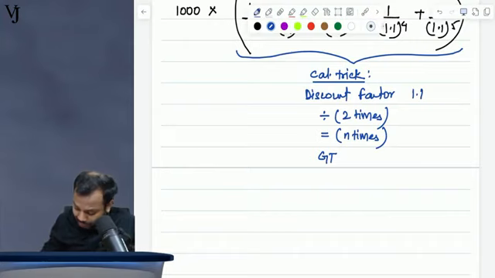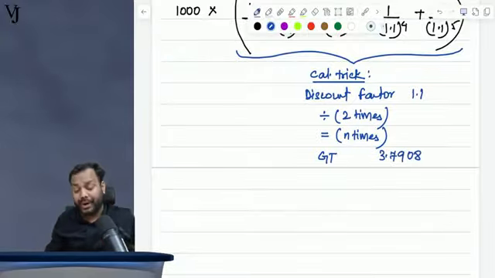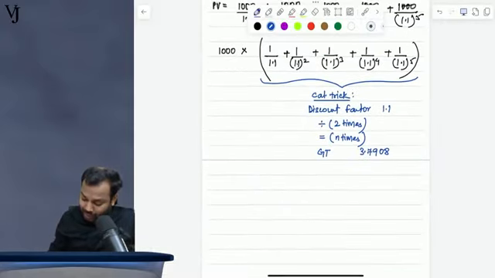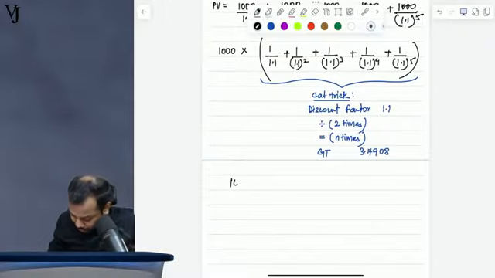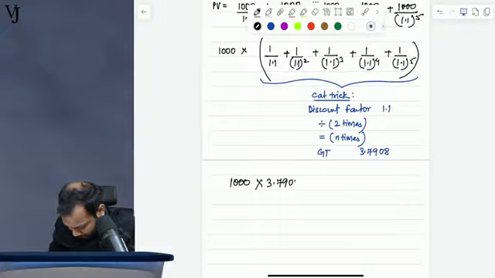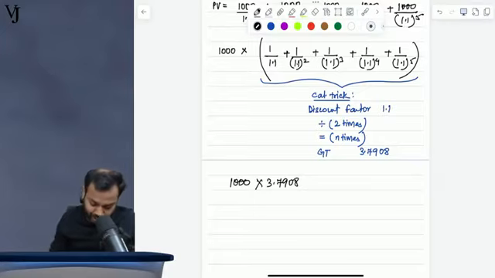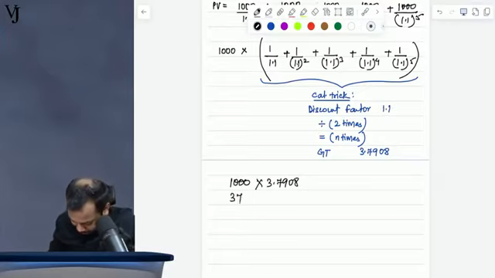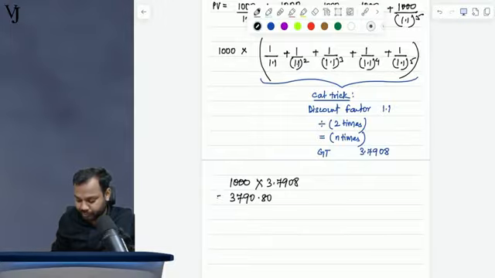The figure that arrives is 3.7908. Go till 4 decimals. Okay. So now what is the amount? So it is 1000 multiplied by 3.7908. That comes to 3790.80, which is the present value.